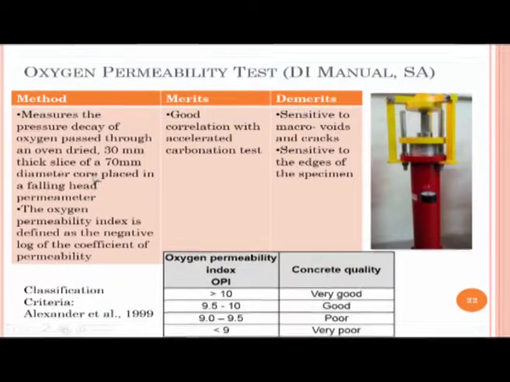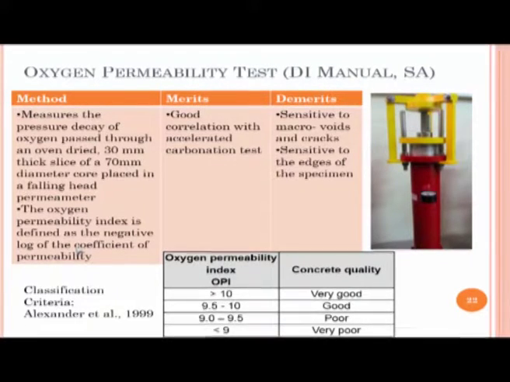Okay, so you get the coefficient of permeability through oxygen, and you can relate that to the permeability index by taking a negative log of the coefficient of permeability. For example, we know that permeability coefficients are of the order of 10 to the power minus 5, 10 to the power minus 10 and so on. If you take the negative log of that, you get an index number which is positive, okay. The lower the permeability, the greater the index.